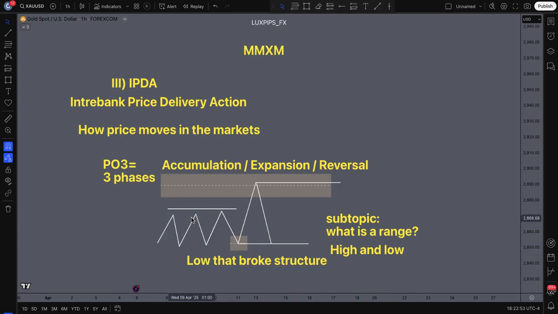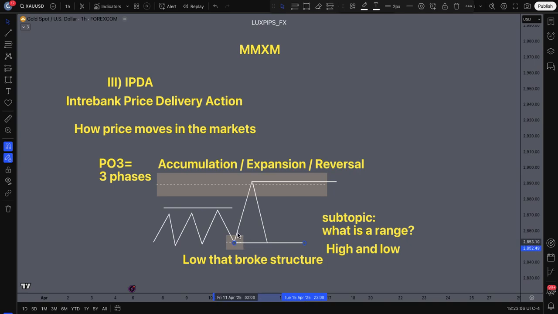This low did not break anything. This low, well, in this illustration it broke, but of course it's my accumulation phase. It's not a very noticeable expansion, right? It came back down. This low made the expansion. So your range is from this low that broke the structure and this high, that is the high of the expansion.